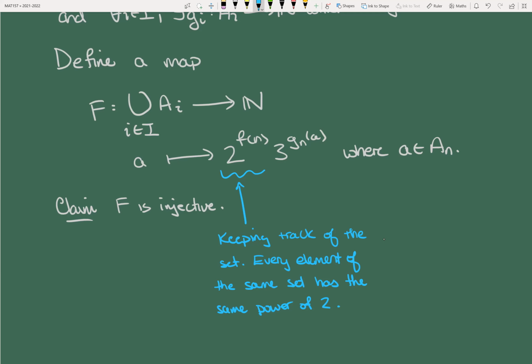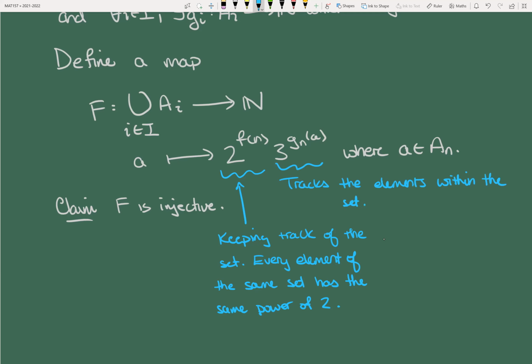So if I give you a bunch of numbers whose images are like 2 to the power of 4, 3 squared, and 2 to the power of 4, 3 to the 10, you actually know that those two elements originated in the same set and are different elements because they have different powers of 3. And then, like I was saying, the power of 3 here tracks the elements within the set.